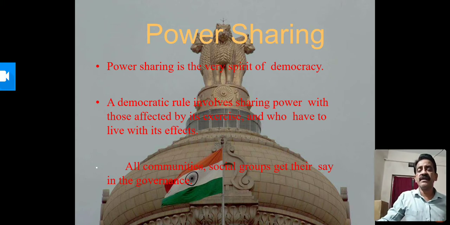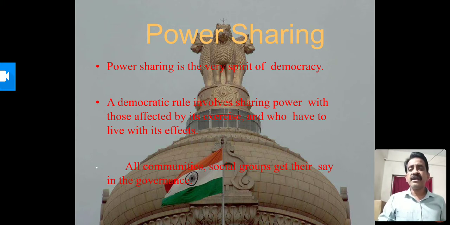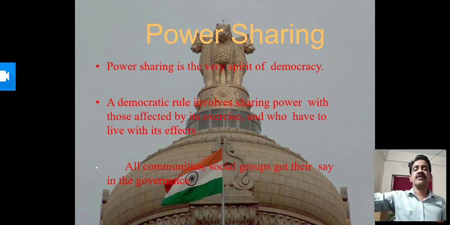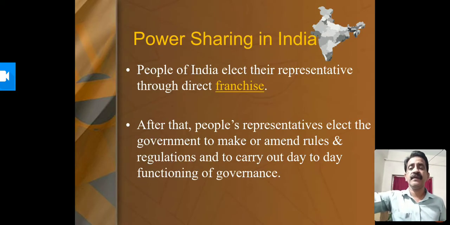Power sharing is the very spirit of democracy, as we have seen in the previous slide. A democratic rule involves sharing of power with those affected by its exercise and who have to live with its effects. All communities and social groups get their say in the governance. This is the main highlight or objective of power sharing.